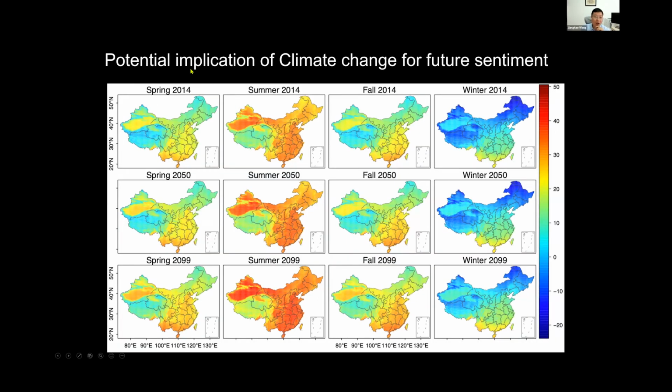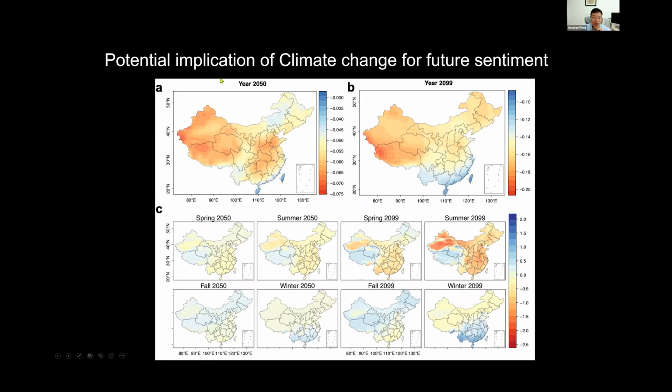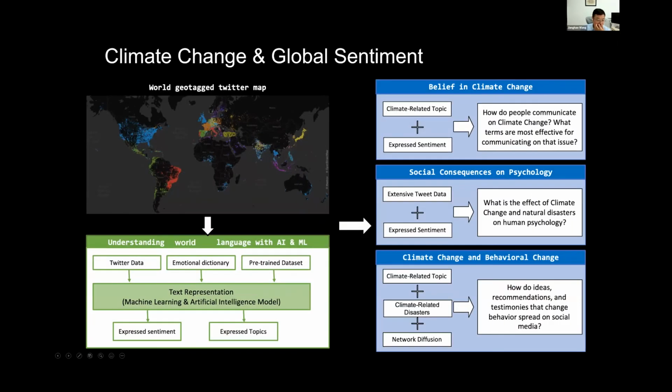We also project our future impact by using climate change models. For example, we found that in the future, with rising temperature, especially in summertime, most places will suffer because of the rising temperatures. Now we also study this question globally, using the global dataset to study climate change and global sentiment.